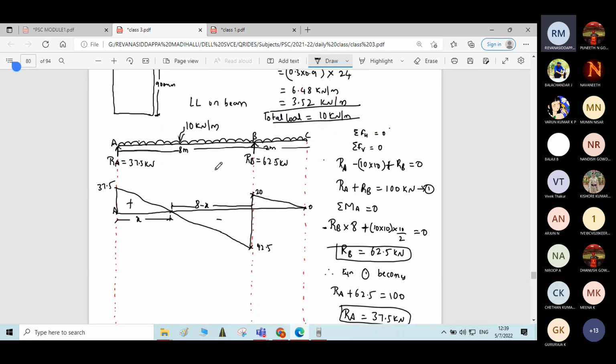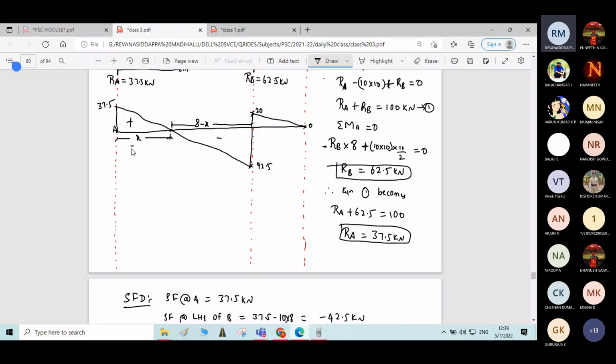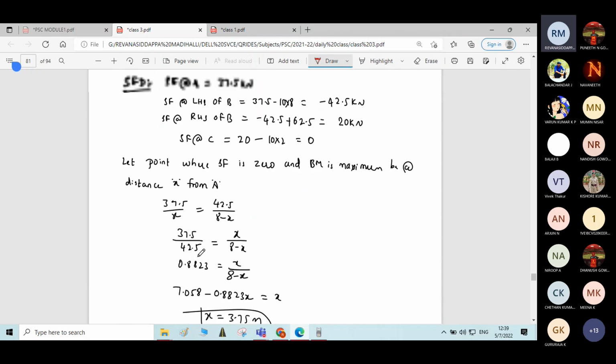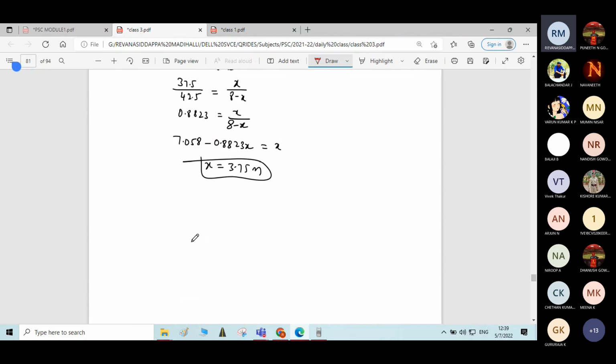Okay. Shear force is 0 at a distance of 3.75 meter from the left support. So while finding bending moment, you need to find the bending moment at this point also. Let me take this cross section as x. Now you can find the bending moment values for the BMD. You can find the bending moment at each and every point.